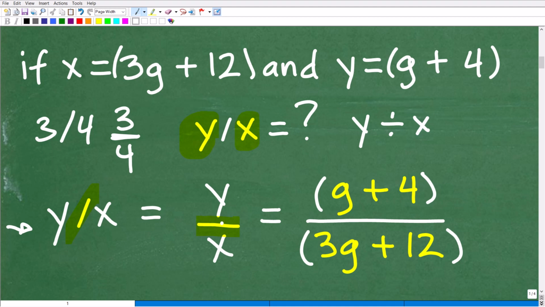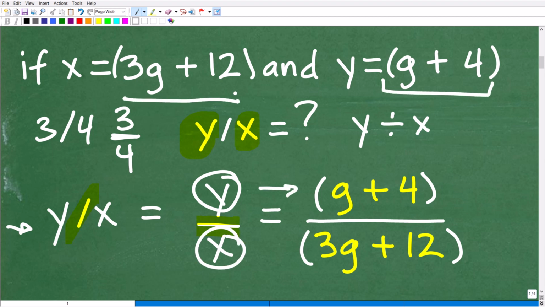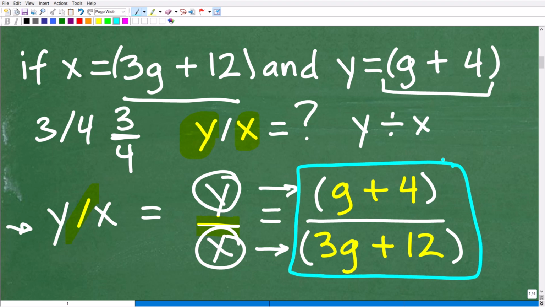So here, y over x is what? Well, again, we're going to have to substitute in for y, g plus 4, so that's what we'll do right there. And for x, which is equal to 3g plus 12, we'll substitute in that 3g plus 12. Now, if you had this as your answer, like, hey, I got the answer right, well, this is not correct. You're on the right track, but this is not fully simplified. So this problem is designed to see if you know how to substitute, and even more importantly, if you know how to simplify. So let's go ahead and get into that right now.